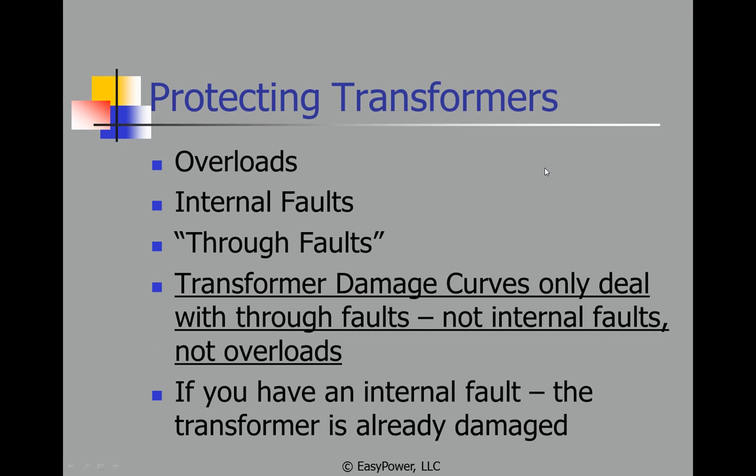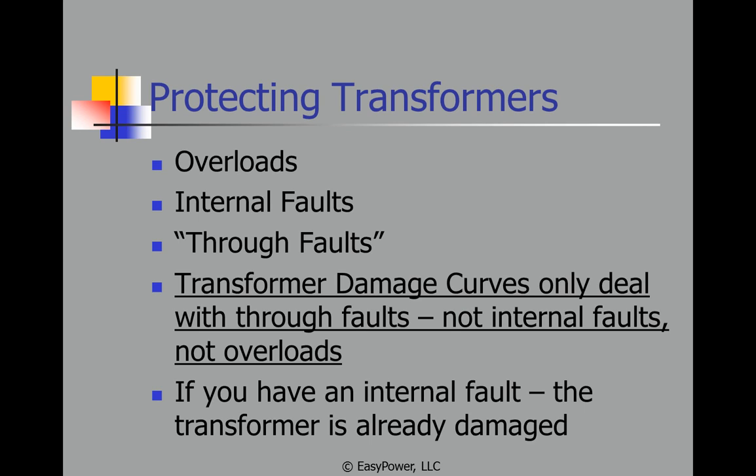We're going to jump over to transformers and quickly go through the transformer protection. We have three things we're worried about with transformers, mainly overcurrent related events: long-term overloads, internal transformer faults, and what we call through faults. A through fault would be a fault on the other side, the secondary side, of the transformer.